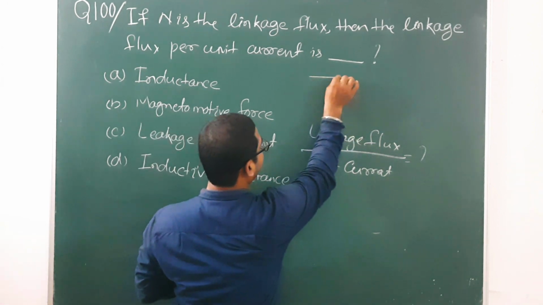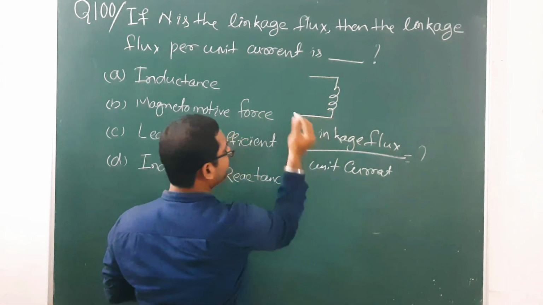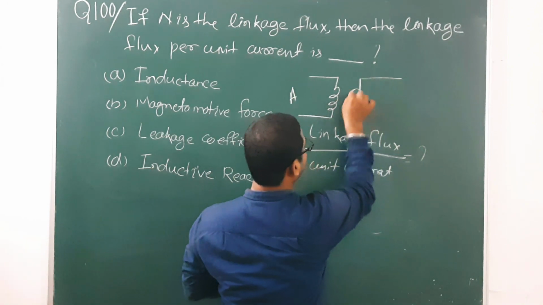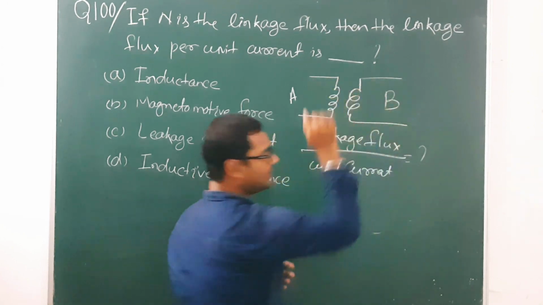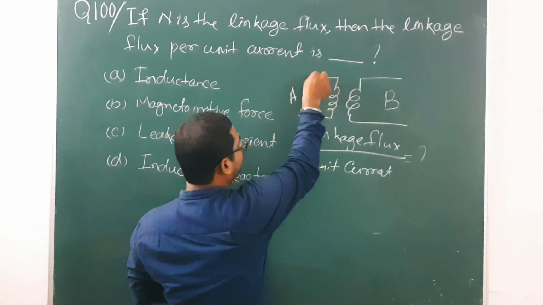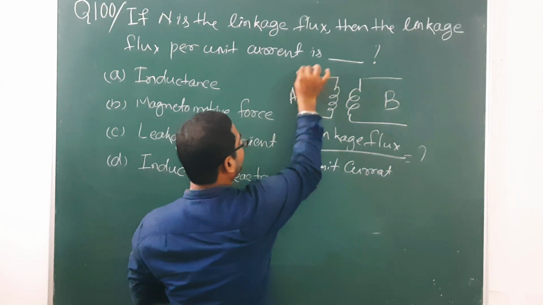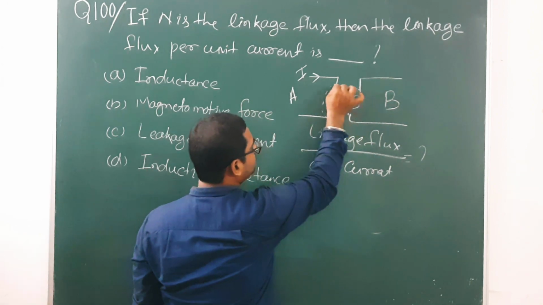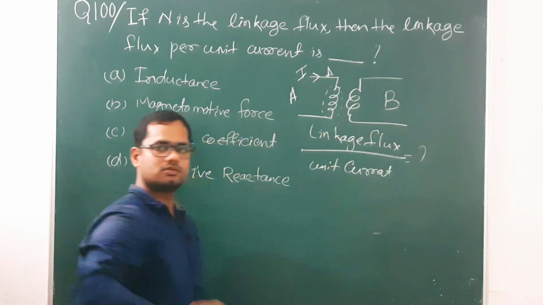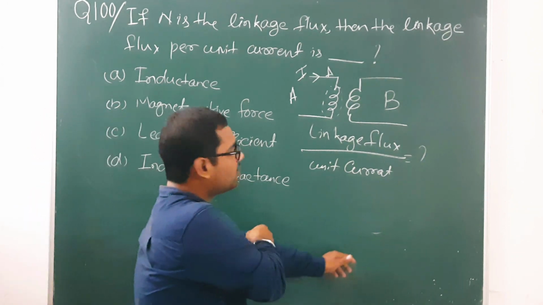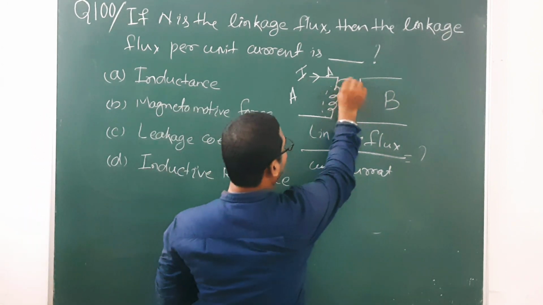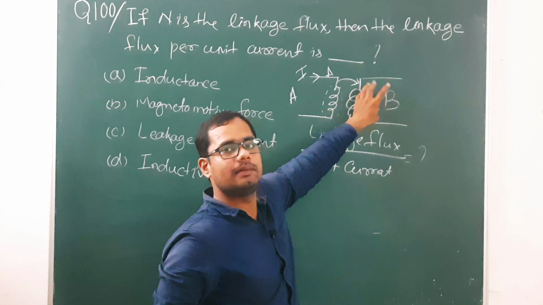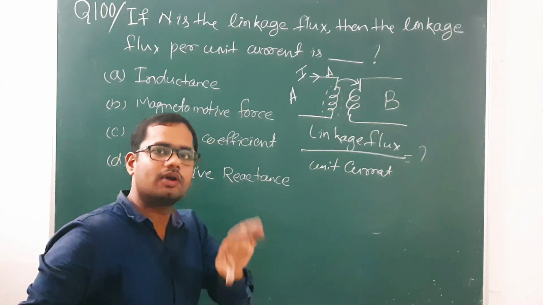Linkage flux means, if I make a diagram like that, I am having a coil A and another coil is placed here, this is coil B. And I have applied the supply here and the current is I. So due to that current, some amount of flux will be there in your coil A, and some amount of flux will link to the secondary coil, the nearby coil. Some amount of flux will be there in your coil B also. That flux is known as your linkage flux.